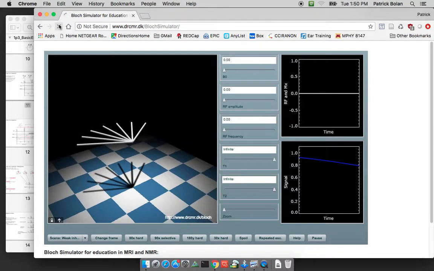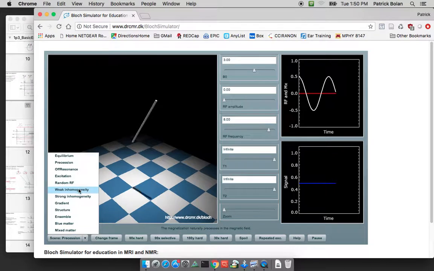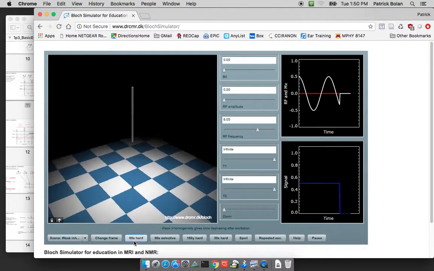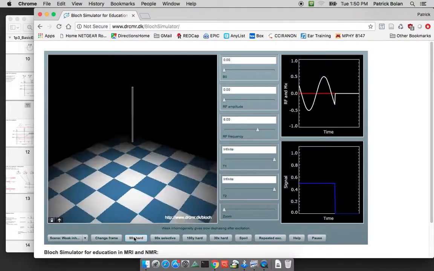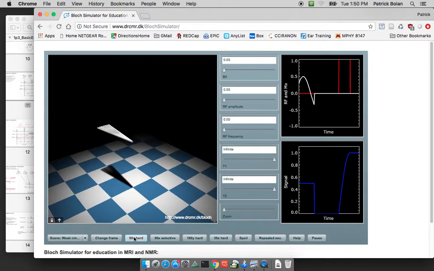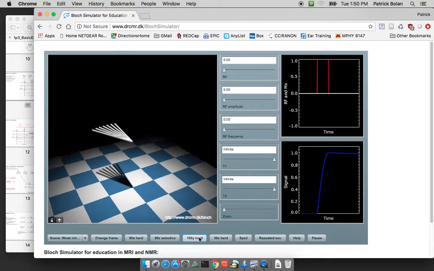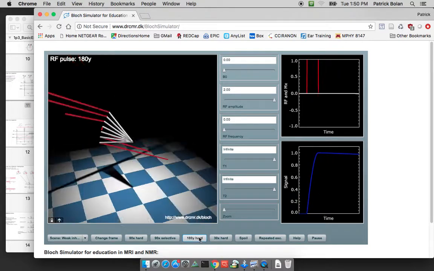Let me reset this. I think it's running too slow to be useful here. There we go. Let's go back to the weak inhomogeneity case. I'm going to excite it again. It's still running slow. It starts spreading out like this, and I wait a certain amount of time. Then I'm going to do a 180-degree pulse. Let me hit that here. And what it's causing is a rotation.